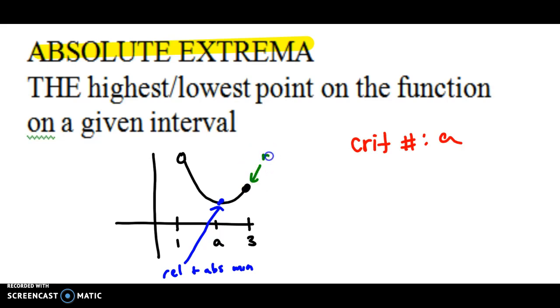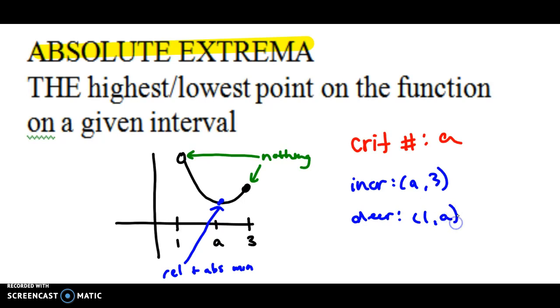Once again, this says nothing over here. Okay? If you're wondering why this isn't a relative max, it's closed this time, but if you look, there are points that are above it. Right? It's not relative because it's an endpoint, but also it's not absolute because these points are above it. All right, last but not least, increasing. It's increasing from A to 3, and it's decreasing from 1 to A. Awesome.